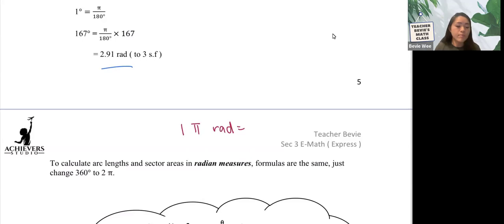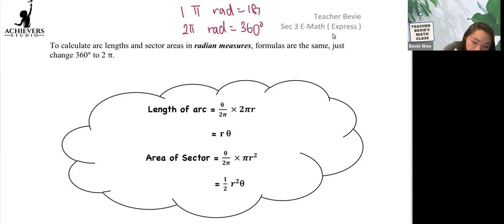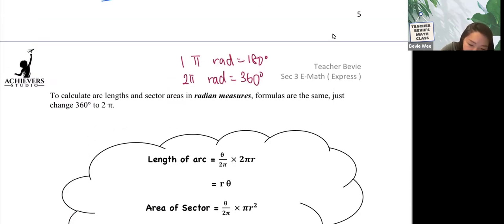Okay, next, for those who are taking A math, it is the same. 1 pi radian is 180. Okay, so just write that. If I want 2 pi radian, this is 360. And half pi radian is 90 degrees. So these are the few common numbers that you need.